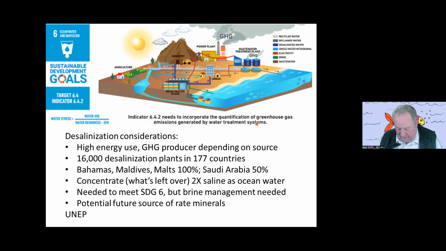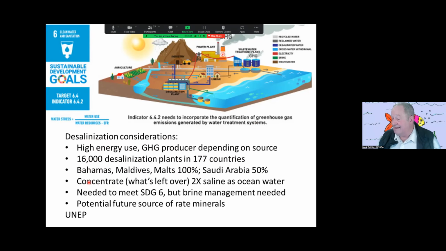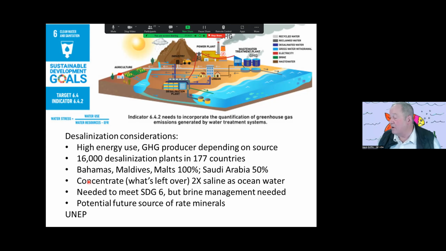So that's the first one. The second one here is on the slide: desalination considerations. It's high energy use. There are 16,000 desalination plants in 177 countries. It's widespread. For some countries listed here, 100% of the water comes from desalination. There are problems with it. When you take the drinking water out, you have to throw away the salt water, which adds salinization to local ocean water, which is not good for the ecosystem.